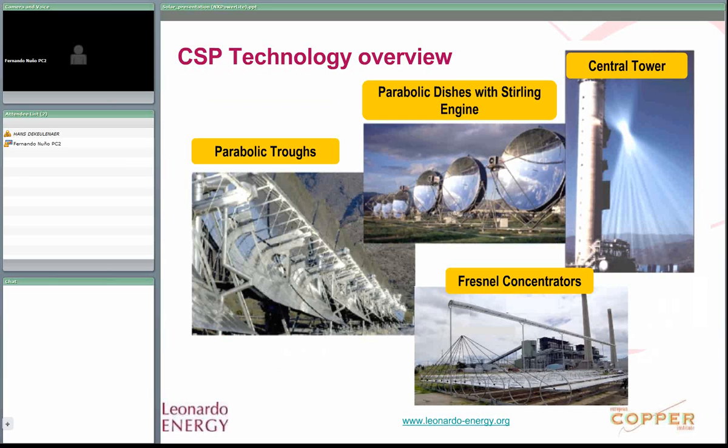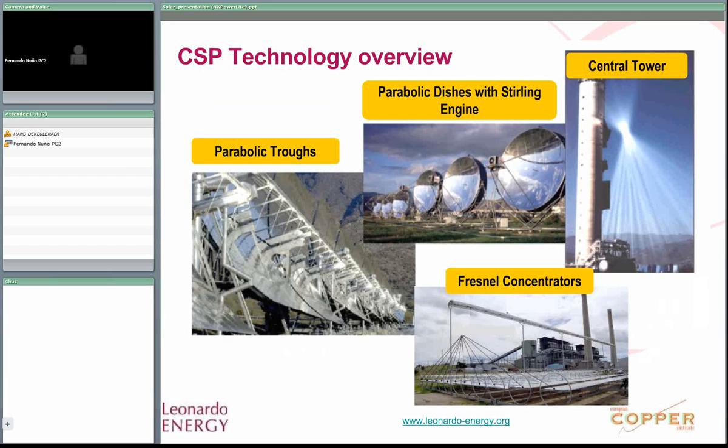Central tower. The first commercial power plant of this type was commissioned in June 2007 in Spain. Its power reaches 10 megawatts. There are about 20 megawatts more in construction and also about 20 megawatts in development phase in Spain.